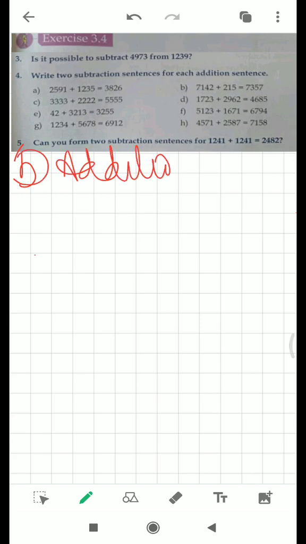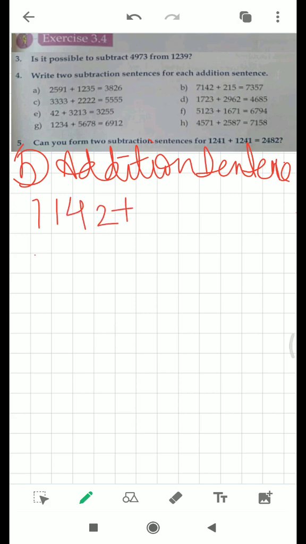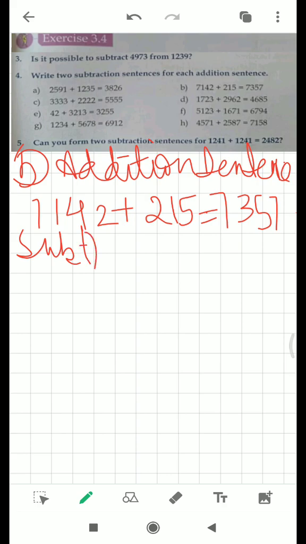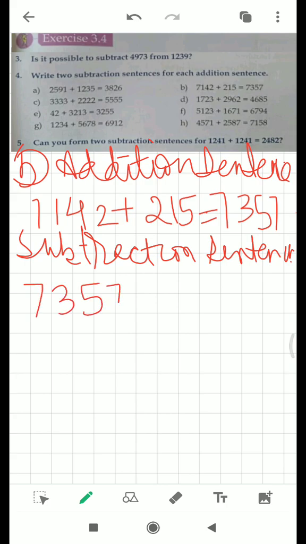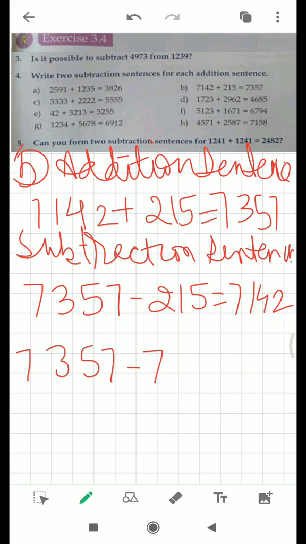Okay, B part. First let's write the addition sentence, that is 7142 plus 215 equals 7357, and your subtraction sentences will be 7357 minus 215 comes out to be 7142, and 7357 minus 7142 comes out to be 215.